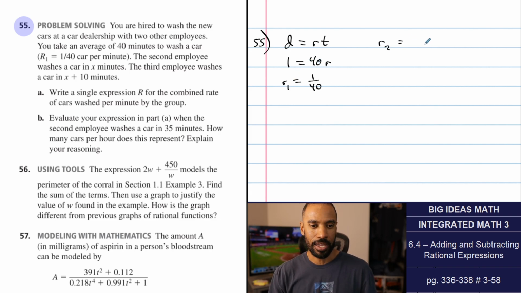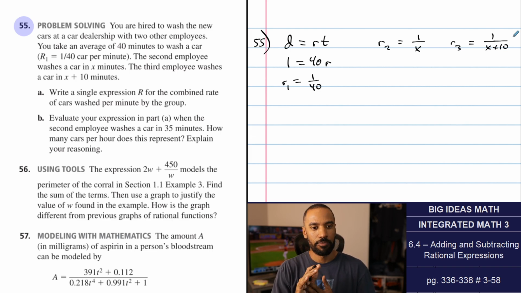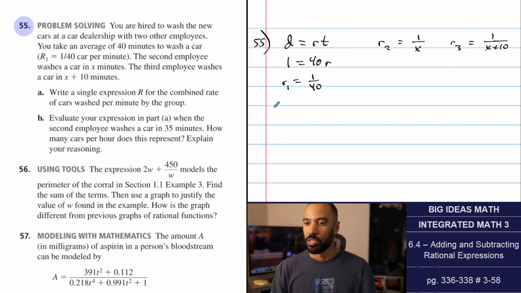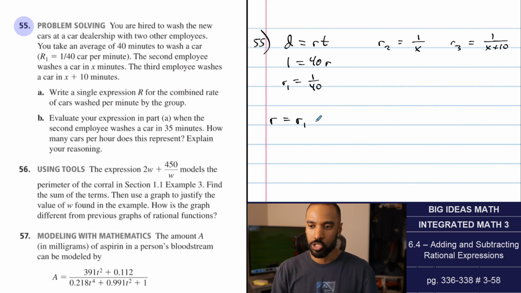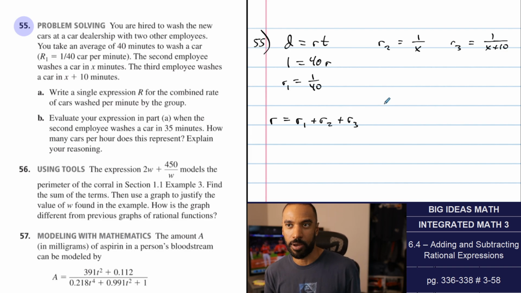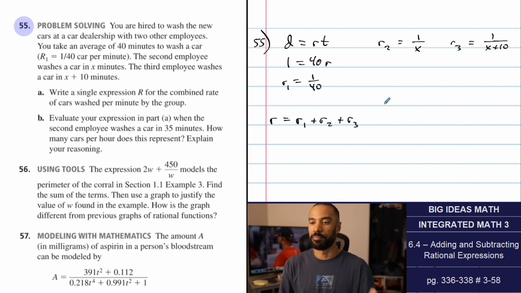The second employee washes a car in X minutes. So that's 1/X. 1 car in X minutes is the rate. 1 car is the distance. And R sub 3 is 1/(X plus 10). Okay. And it says, write a single expression for R for the combined rate of cars washed per minute by the group. So your total rate is the sum of your rates together. When you add them, it's like 20 miles an hour plus 40 miles an hour. You can add them to become 60 miles per hour in that way. But this is just rate.